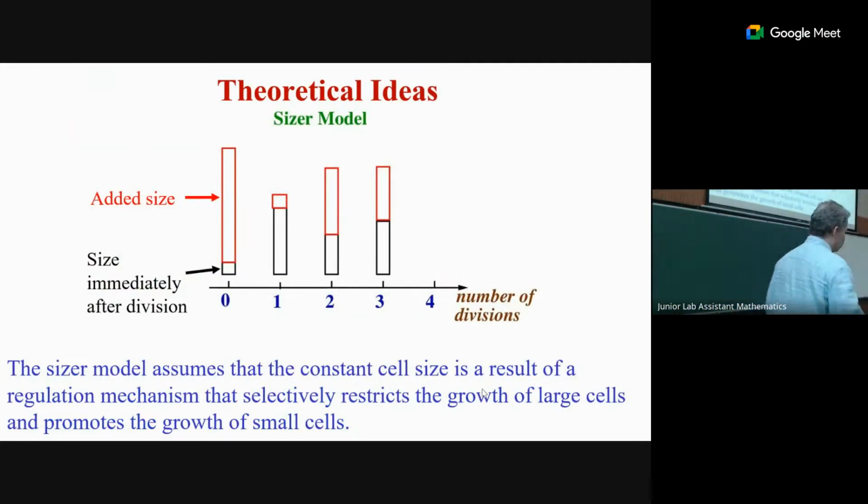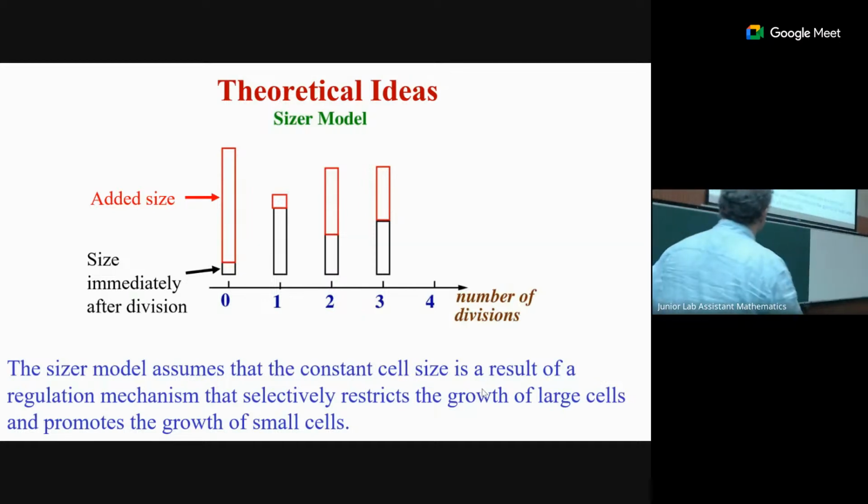And people generally propose two types of ideas for how bacteria can achieve the same cell size. One set of ideas is called sizer models, the sizer idea. And the idea here is very simple.